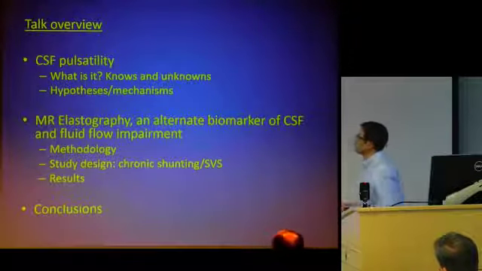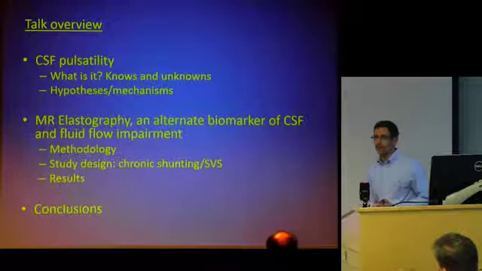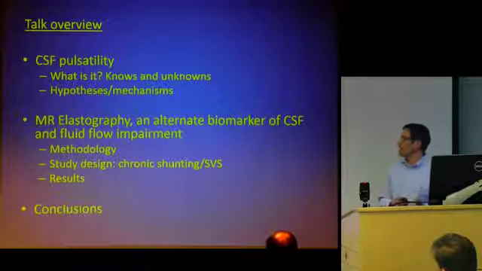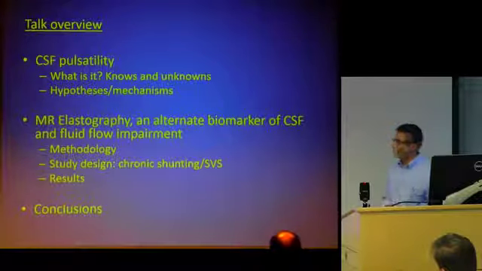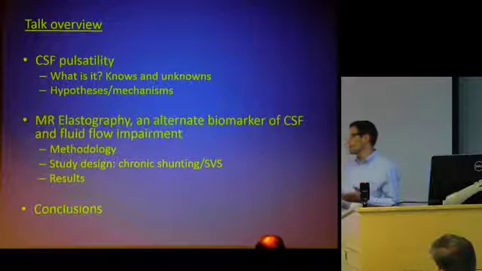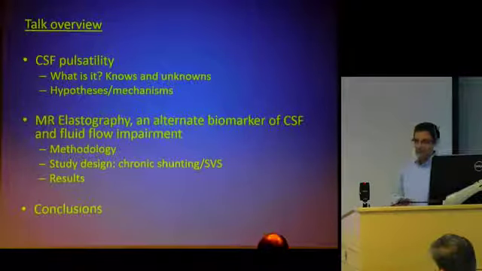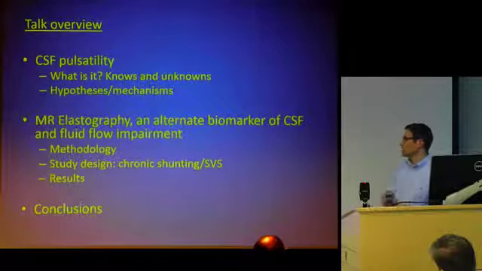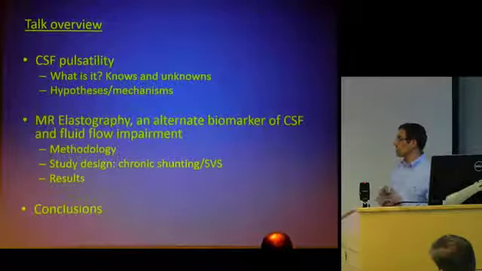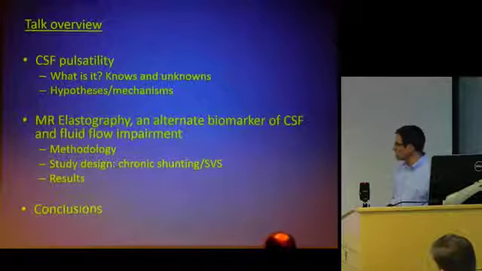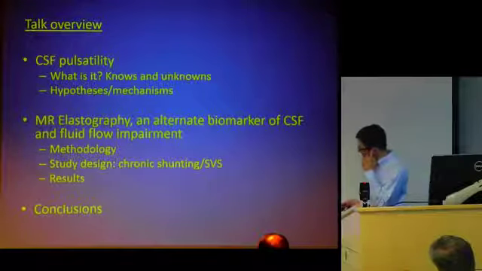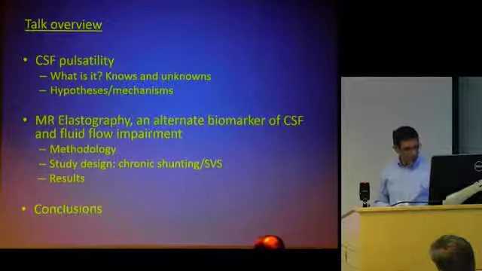So just a little overview. Where I come from is that we spent many years looking at CSF pulsatility. I'll talk a little bit about the history: what it is, at least when we think of the brain, hydrocephalus, what's known, what's not known, hypotheses and potential mechanisms for changes in pulsatility in disease. Then I want to look at this other technique, elastography, which allows us to get at some element of something that may be driving, or is at least related to, pulsatility. We'll talk about methodology for a particular study. We're interested in chronic shunting and split ventricle syndromes. I'll show you some results and then some conclusions.